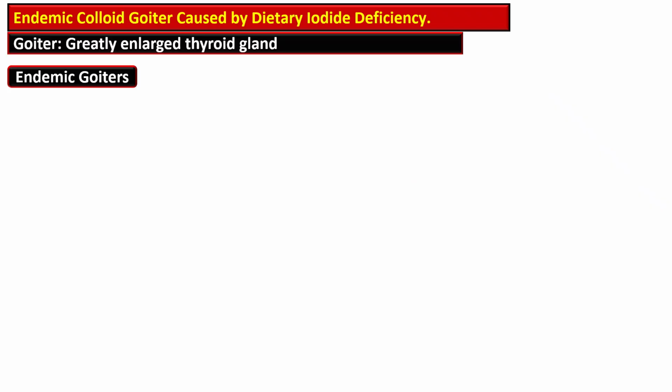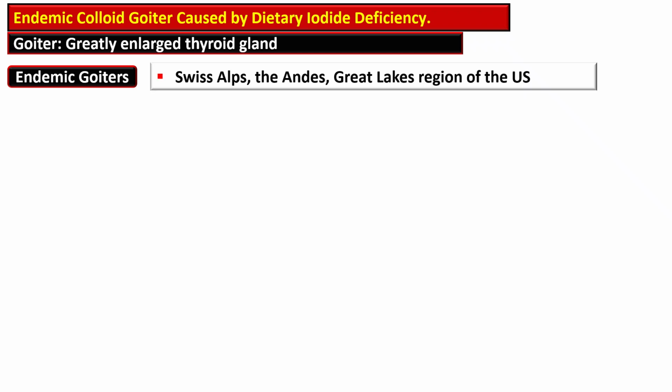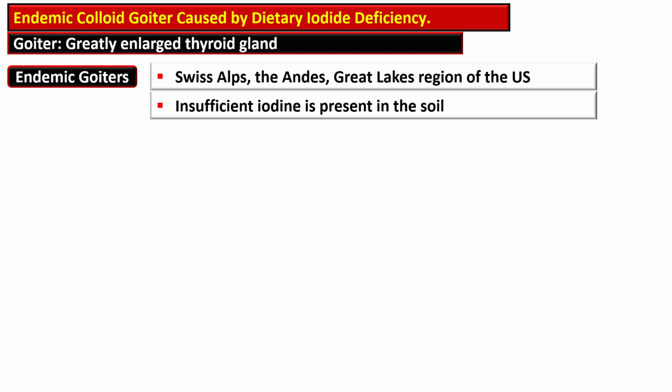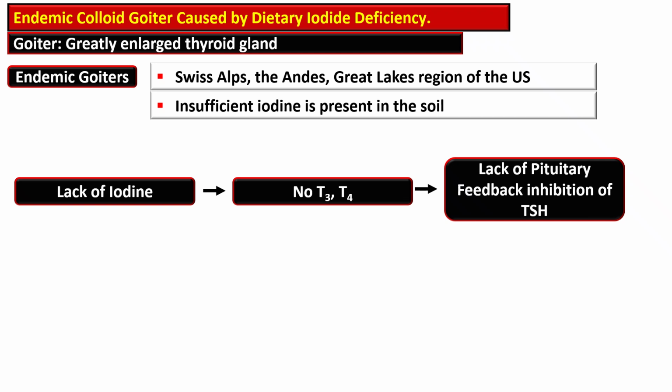A goiter is an abnormally enlarged thyroid gland, and endemic goiter is a type of goiter that is common in regions with low dietary iodine. Historically, this condition is common in areas with iodine deficient soil, including the Swiss Alps, Andes Mountains, and Great Lakes region of the USA. There is insufficiently provided dietary iodide that leads to inadequate synthesis of thyroxine and triiodothyronine, and there will be decreased iodine presence that will decrease the T4 and T3 hormones.